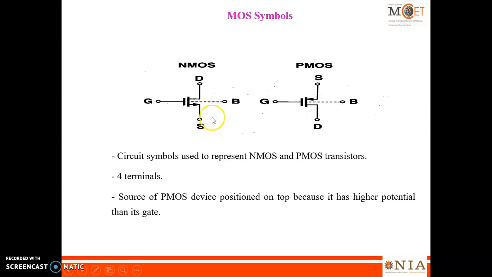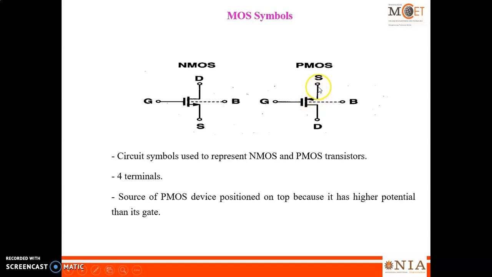This is the circuit symbol used to represent NMOS transistor, in which we can find one arrow mark pointing in the outward direction in the source terminal. Now you observe the symbol for PMOS transistor. PMOS transistor is also a 4-terminal device. Here also you can find gate, source, body terminal and then drain terminal, but the arrow mark is pointing towards the inward direction in the source terminal.